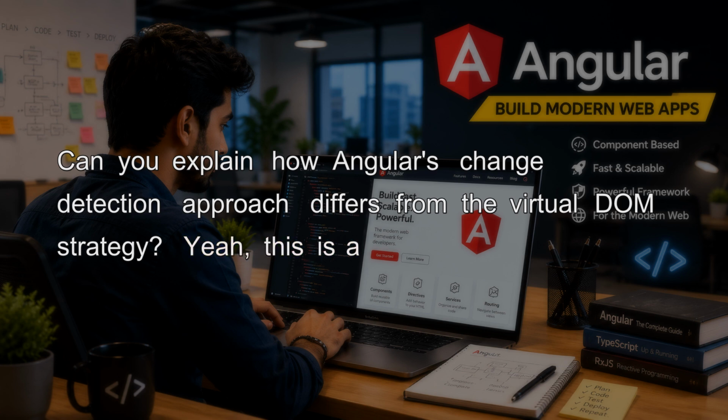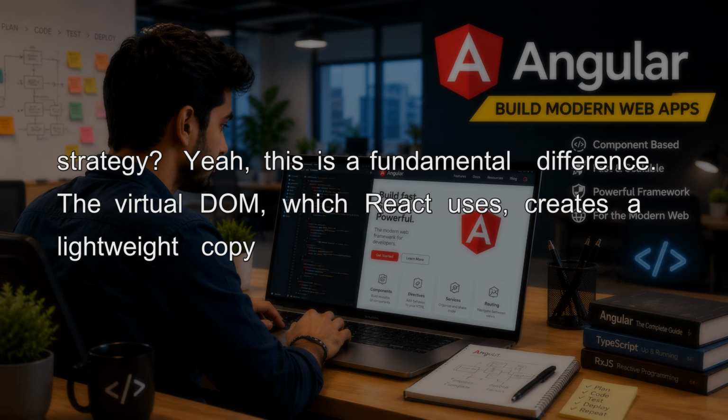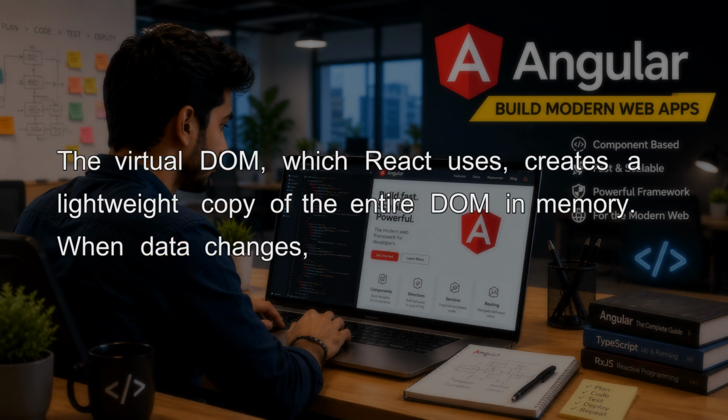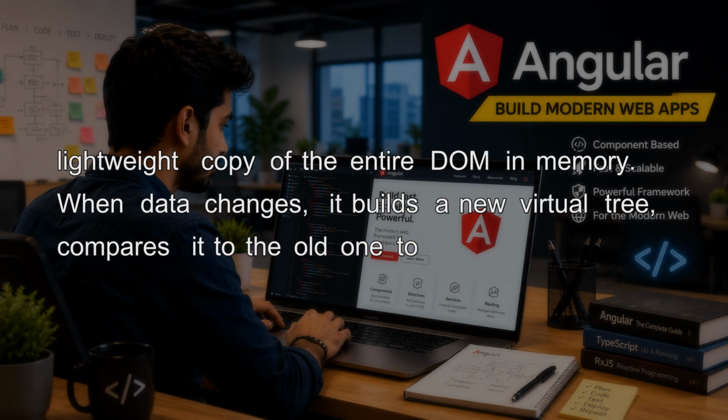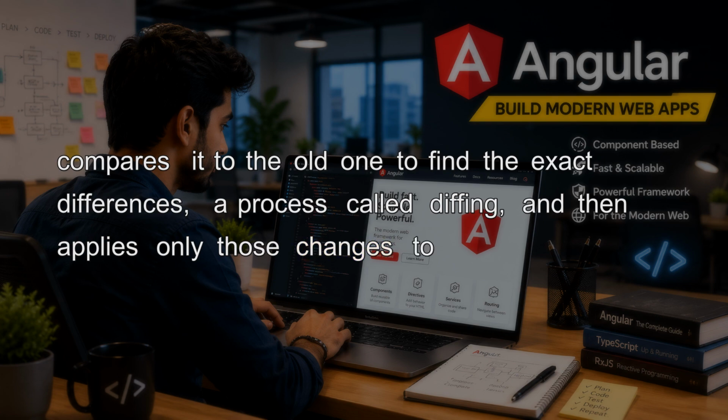Yeah, this is a fundamental difference. The virtual DOM, which React uses, creates a lightweight copy of the entire DOM in memory. When data changes, it builds a new virtual tree, compares it to the old one to find the exact differences, a process called diffing, and then applies only those changes to the real DOM.